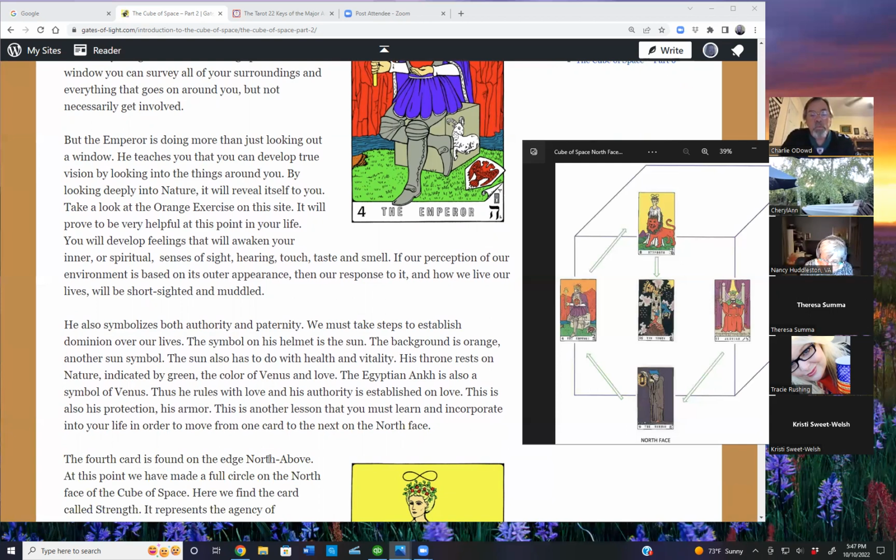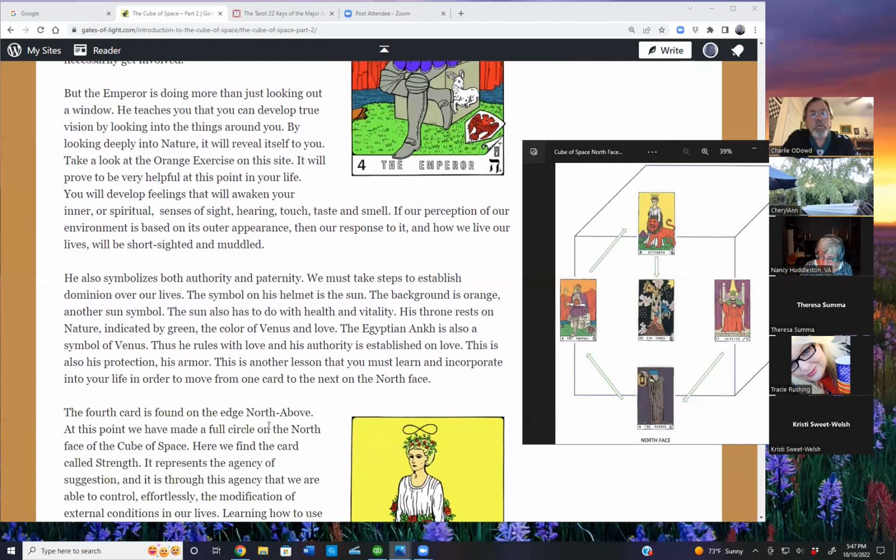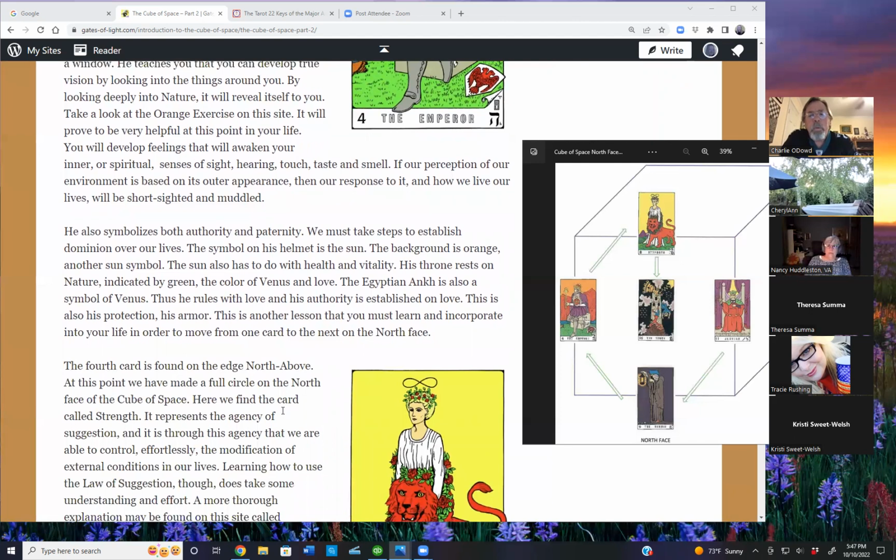This is also his protection, his armor. This is another lesson that you must learn and incorporate into your life in order to move from one card to the next on the north face. Fear has no place in love. From fear comes anger and all kinds of scary things, and I'm not good enough, and all kinds of weird things. Okay, that's fear. Just jump on the love wagon, and a lot of that stuff will just fall away. Relax with life, enjoy it, and smile a lot.